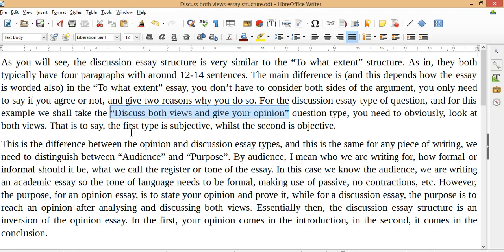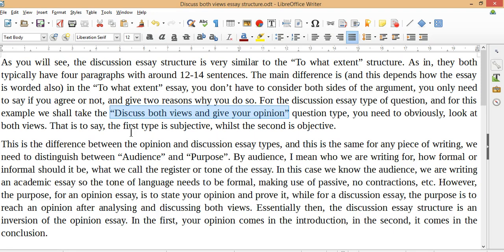So, as you know, the discussion structure is very similar to 'to what extent'. You typically have 4 paragraphs with around 12 to 14 sentences. The difference really is, and obviously this depends on how it's worded, in the 'to what extent' essay type, you don't have to consider both sides. You only need to say if you agree or not and give 2 reasons why you do or don't.